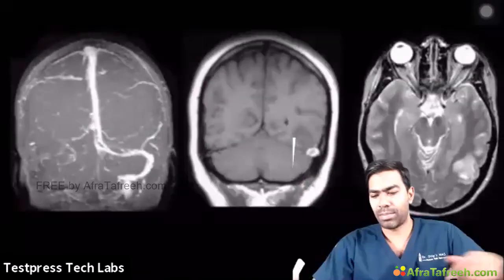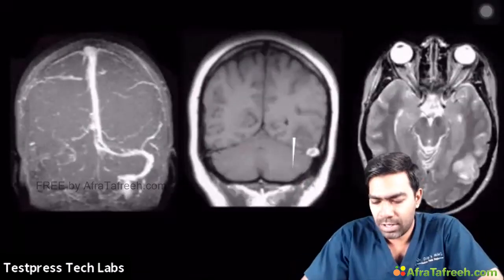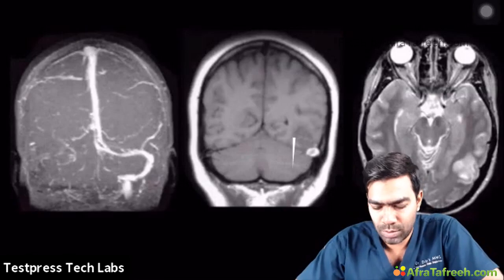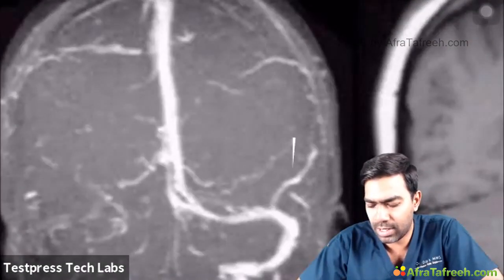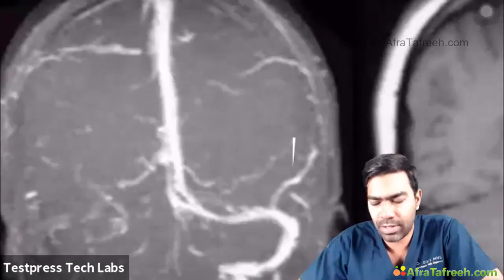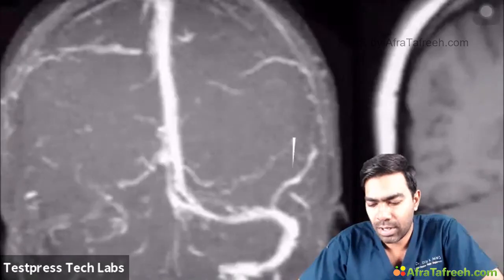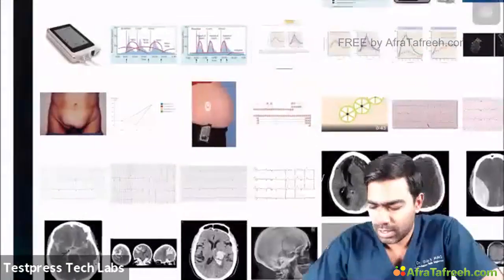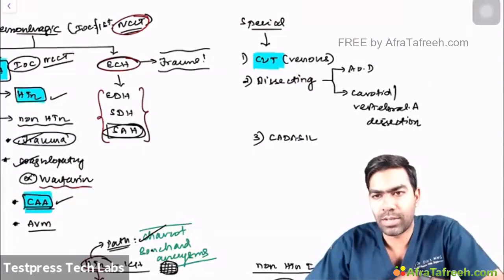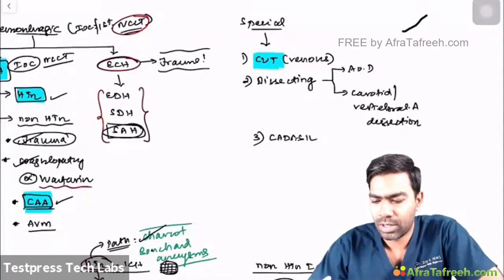And this is an example of MRV showing cortical venous thrombosis. You can see on the right side, you're not able to see any filling at all. So this is what we define as filling defects. This is very classical of a cortical venous thrombosis in an MR venogram. I think that must be it. So I think we can move on to the other types of strokes.